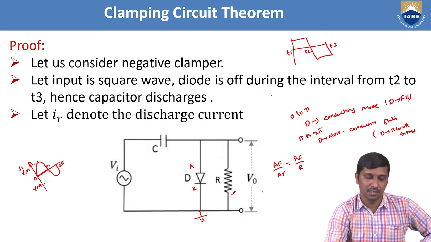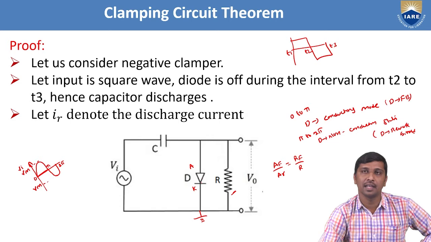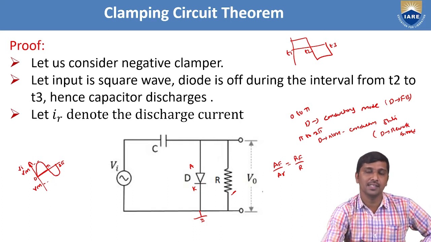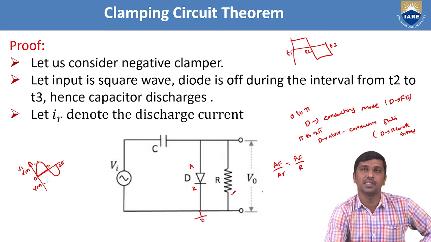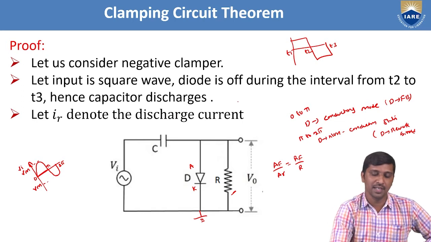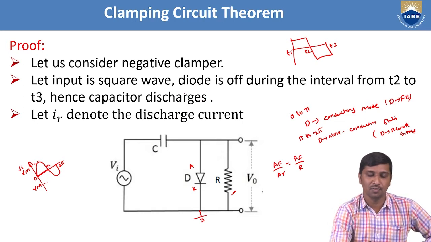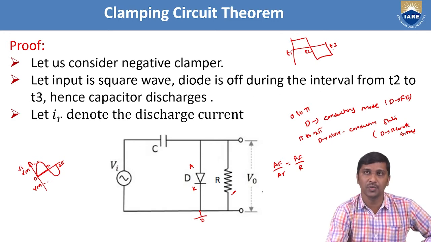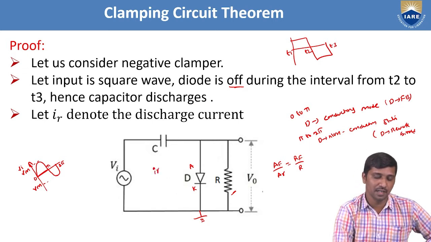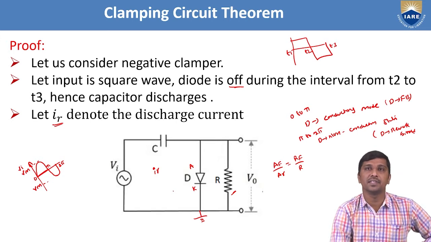Due to this negative peak voltage, the diode enters the reverse bias mode. Hence, the diode is in the non-conducting state. If the diode is in the non-conducting state, the capacitor is trying to discharge towards the minimum value. So, here I consider the input to be the square waveform, and the interval is the T2 to T3 interval. The diode acts as a non-conducting element, and that state is represented as the off state. Under this off state, the capacitor is trying to discharge, and the discharging current is represented as IR. The discharge current is represented as I.